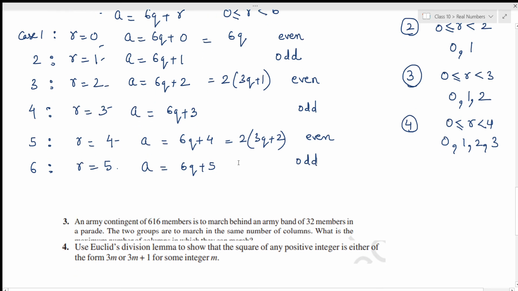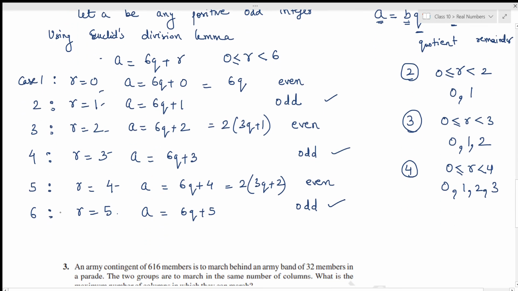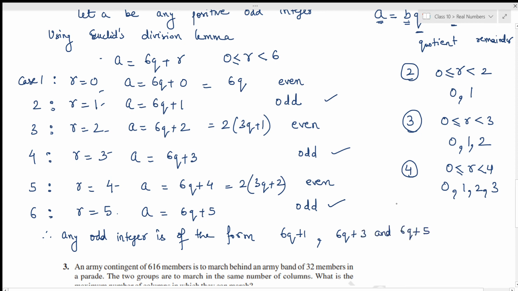Now what was the question? The question was saying that we have to prove that any positive odd integer is of the form 6q plus 1, 6q plus 3, 6q plus 5. You have shown this: 6q plus 1 is odd, this is odd, this is odd. We have all the parts odd. So therefore, I can say that any odd integer is of the form 6q plus 1, 6q plus 3 and 6q plus 5. Writing the answer statement is important. Hope the steps are very clear.